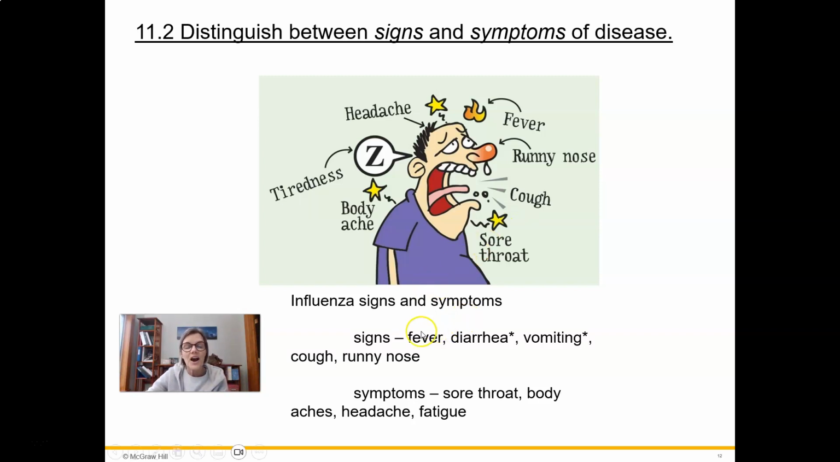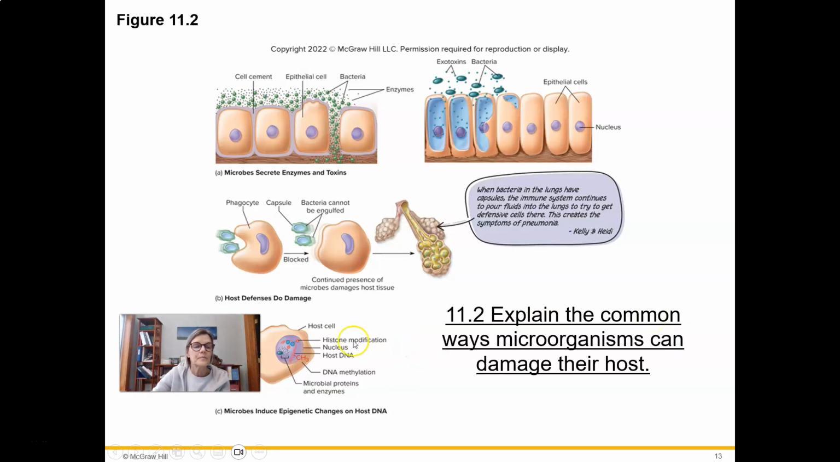Whereas symptoms are more so only you can describe it. So you have a headache, you have body aches, those kinds of things. We use a lot of that to identify the causative agent, what's causing our disease. In the practice question, there's a whole thing about signs and symptoms that you can practice. And there are the answers, but I also have the answers in your study guide.